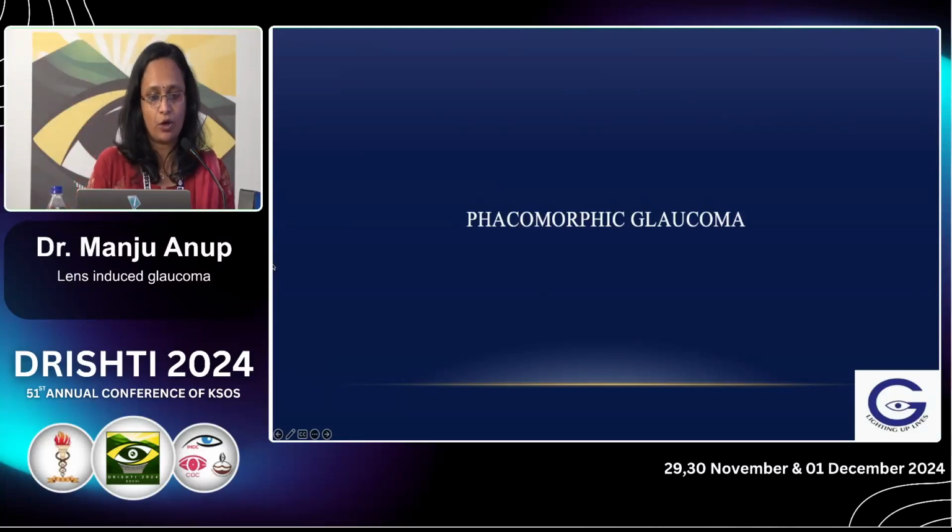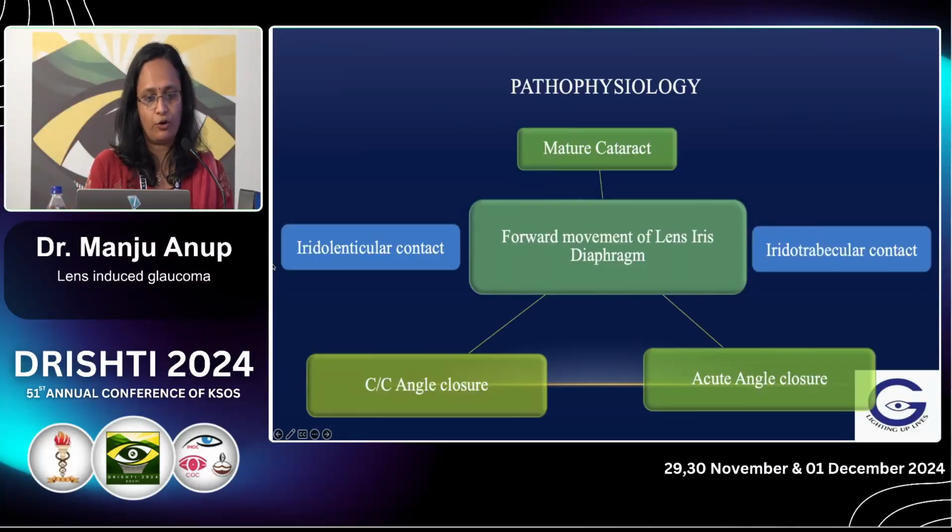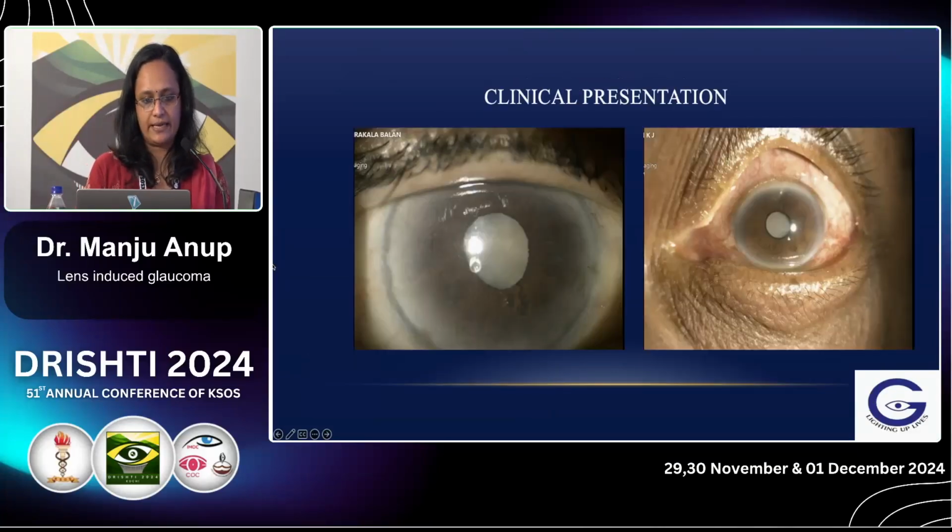Next, in the angle closure group, you have phacomorphic glaucoma. A mature cataract can lead to forward movement of the lens-iris diaphragm. It can lead to an irido-lenticular contact or a direct irido-trabecular contact, and it can present as a chronic angle closure or sometimes as an acute angle closure.